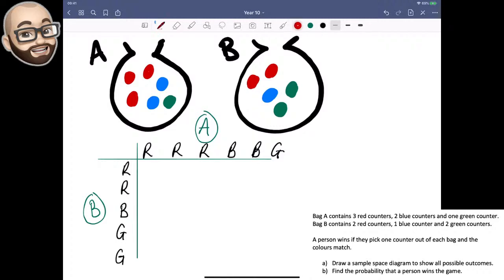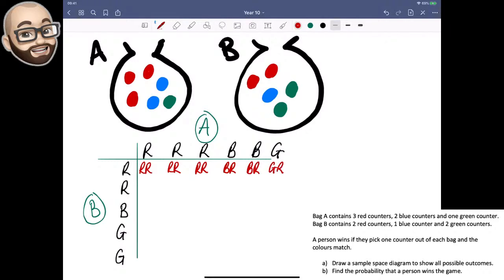And then all we're going to do now to finish off the sample space is write the combination of letters if I was to pick one out of bag A and one out of bag B. Now there's no particular way that we need to write it. I'll put the bag A letter first, followed by the bag B one, just to be consistent throughout here. So this one would be a red followed by a red. This is also a red followed by a red. This is also a red followed by a red. This would be a blue, then a red, a blue, then a red, and this would be a green, then a red.